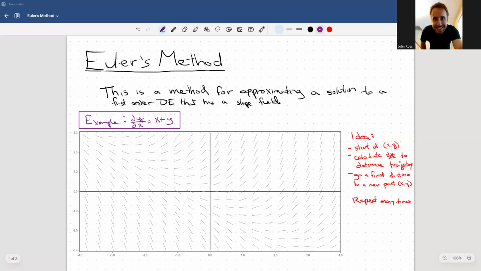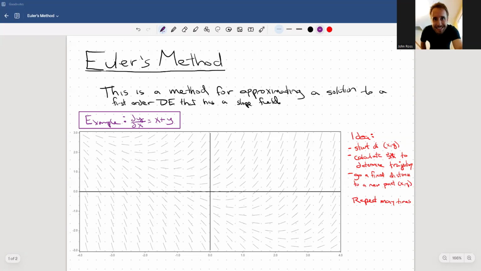All right, everyone. In this video, we are going to learn about a numerical technique for approximating a solution to a certain kind of differential equation. And this technique is called Euler's method.